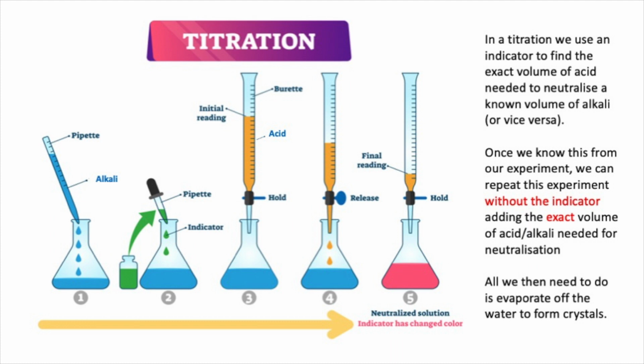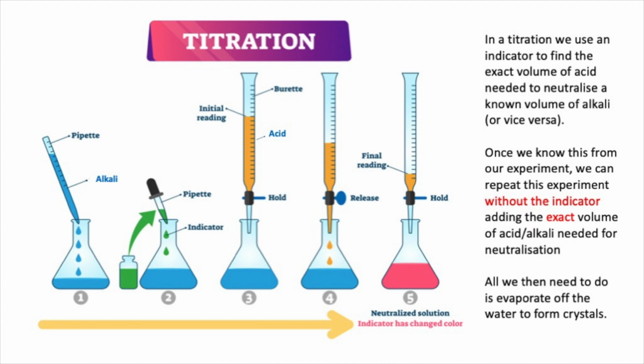Now because we're looking for the exact volume of acid needed to neutralise the alkali, titrations are often carried out a number of times with indicator until we get values that are consistent, in other words, volumes that are close together. When we have consistency in the volumes of acid needed to neutralise the alkali, chemists will take an average volume or titre, and then they will use this without the indicator to form the soluble salt.